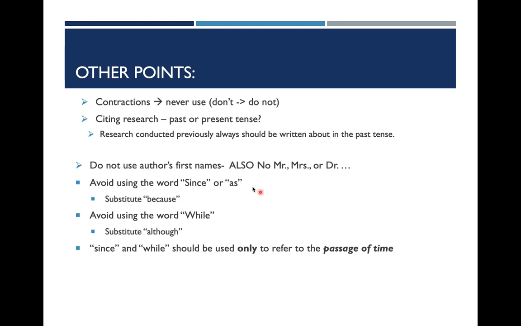Some linguistic ideas about formality. Don't say since or as, right? Say because. That's what you're actually trying to say with those words. Don't say while, right? Say although, when that's what you mean. Since, as, and while actually refer to the passage of time, and so their usage is actually confusing. So if you mean because, use because. If you mean although, use although. If you're referring to the passage of time, then use since or while.